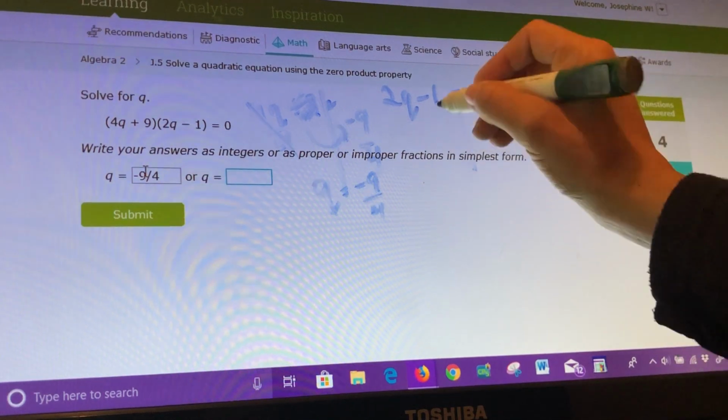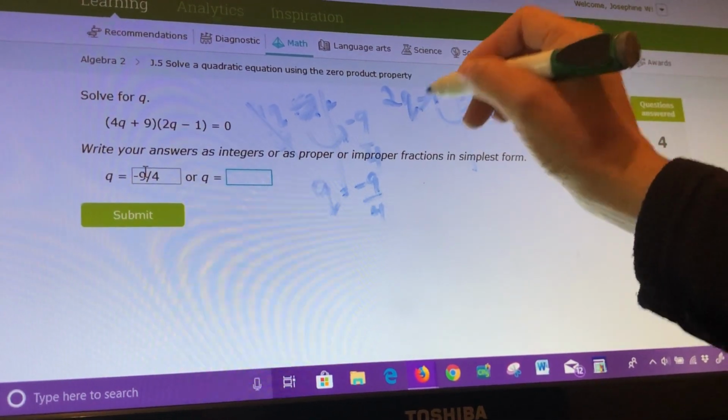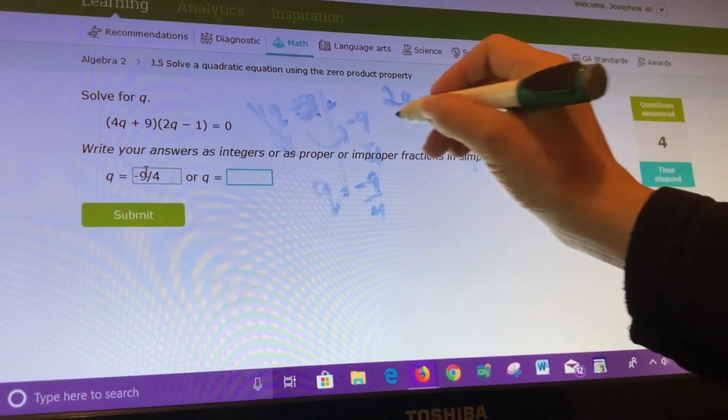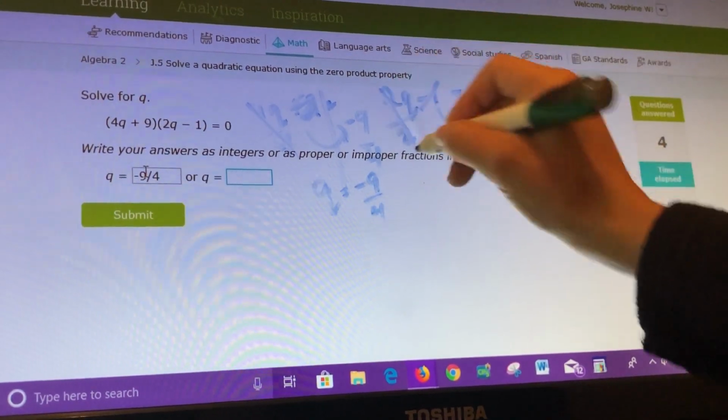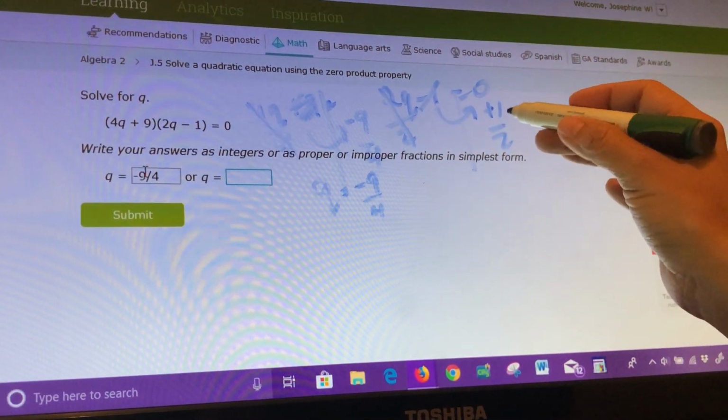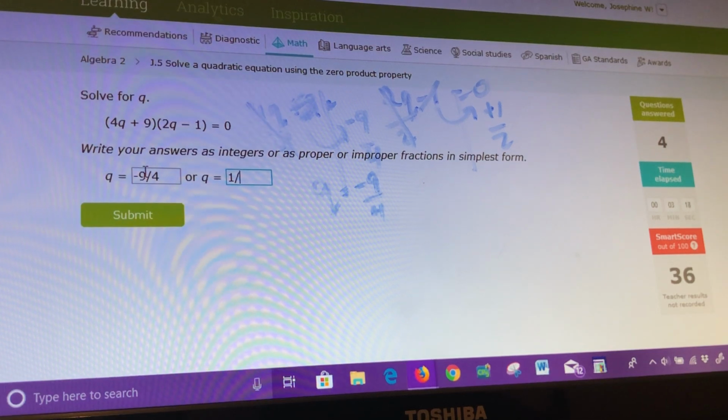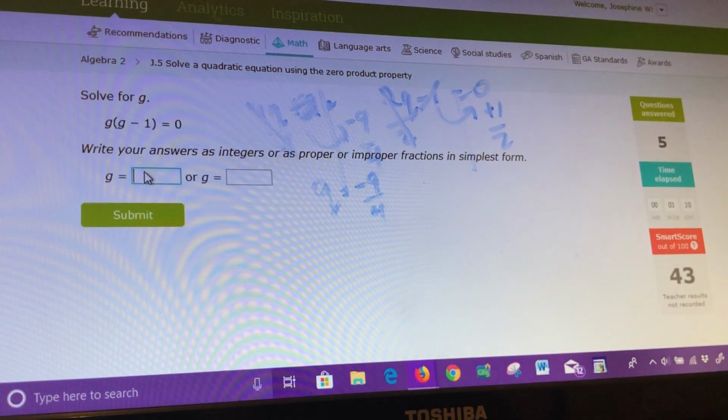Then this one, same thing. Take this to the other side. It's going to be plus 1. So that 0 plus 1 is 1. Then divide by 2. So q is 1 divided by 2, which is positive 1/2. Make sure you can't simplify it. Okay.